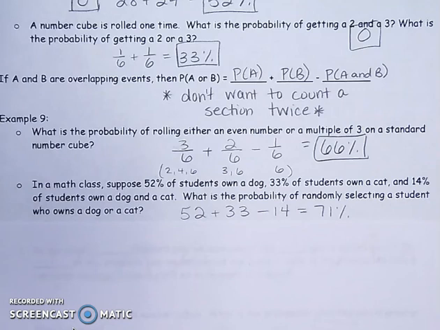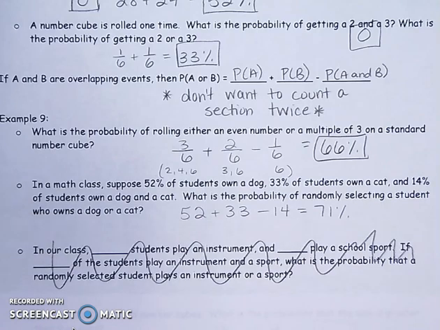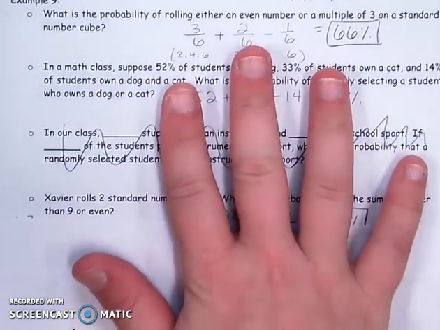In a math class, suppose 52% own a dog, 33% own a cat, 14% own a cat and dog. We cannot count these people that have both pets twice, so we add the individual, subtract the overlap, and have 71% of people own a cat or a dog. The next question we're not doing because I'm not there to poll the class.